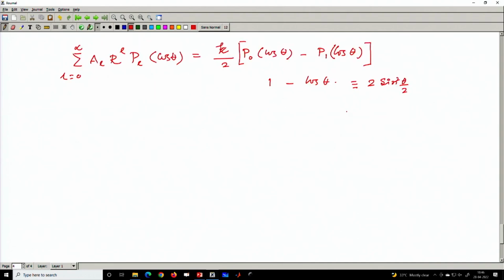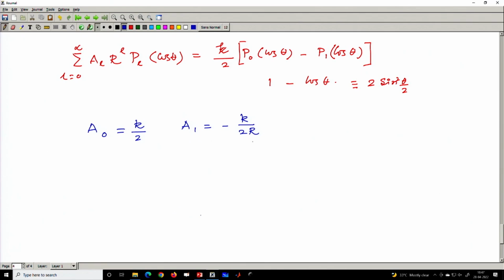So, now if I tally the left hand side and right hand side, then I simply have A 0 is k by 2 and A 1 is minus of k by 2 r, because A 1 r is equal to minus of k by 2.